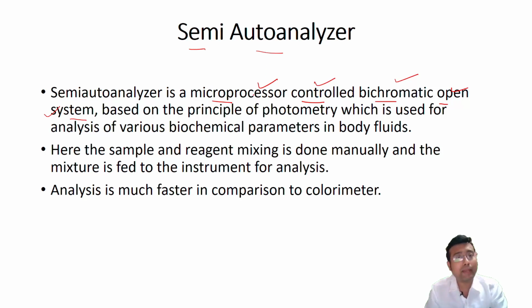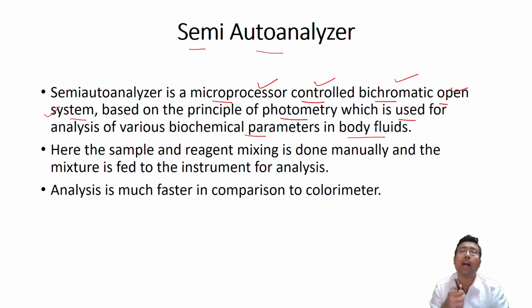Now, it is based on the principle of photometry. Just like colorimeter and spectrophotometer, you may be asked about Lambert's law, Beer's law, all those things. So remember, all the basic principles of photometry are applicable to semi-auto analyzer. It is the same as colorimeter and spectrophotometer with an added machine, an added computer. Now, what is the use? It is used for analysis of various biochemical parameters in body fluids, for example blood glucose, urea, creatinine. There are multiple parameters in a clinical lab, and almost all of them can be analyzed using a semi-automated analyzer.